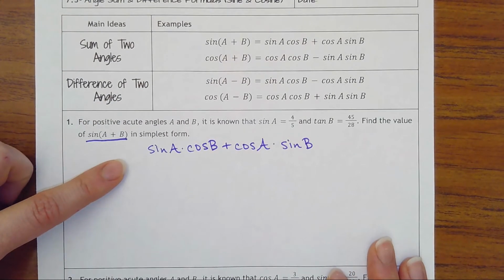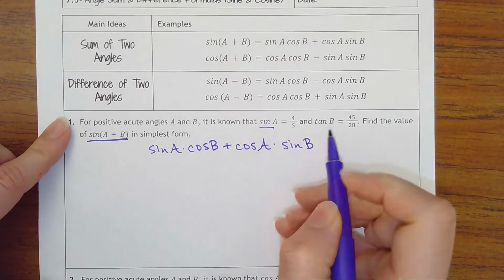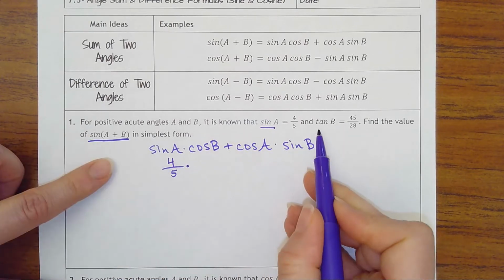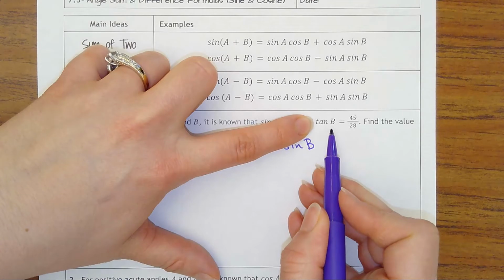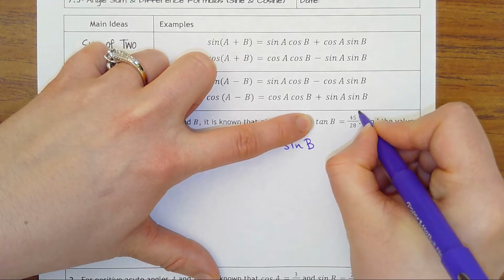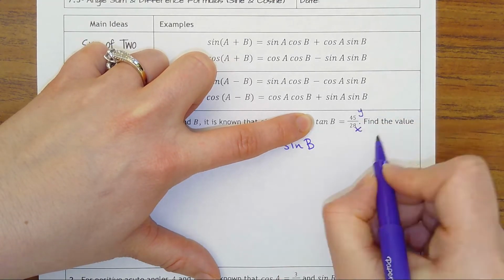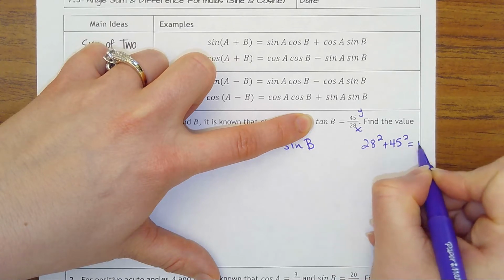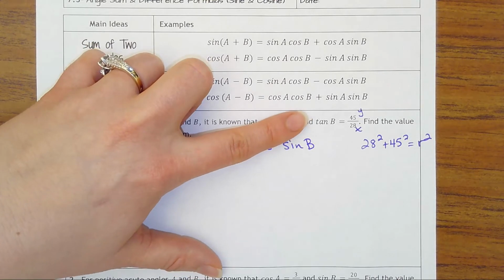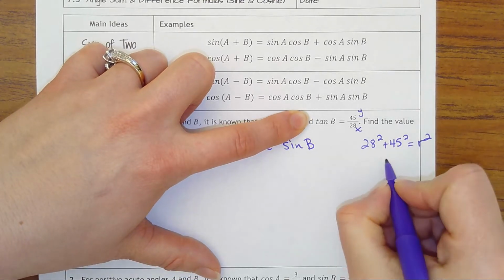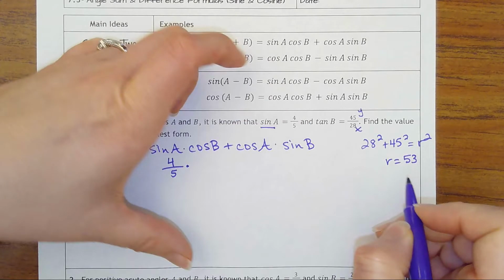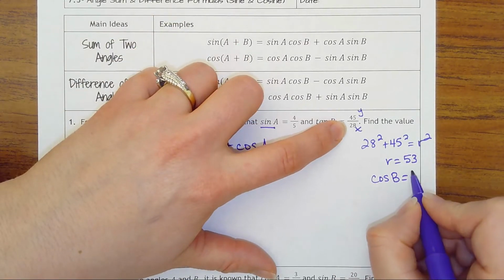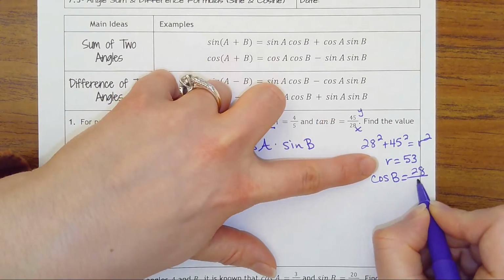So what do we have and what do we not have? We have sine of A is 4/5, so I simply replace sine of A with that. I don't have cosine of B, but I have tangent of angle B, and so this is my y over my x. Those are both legs, so it'd be 28 squared plus 45 squared equals my radius squared. That should get a radius of 53. And so my cosine of angle B will be x, or 28, over r, 53.